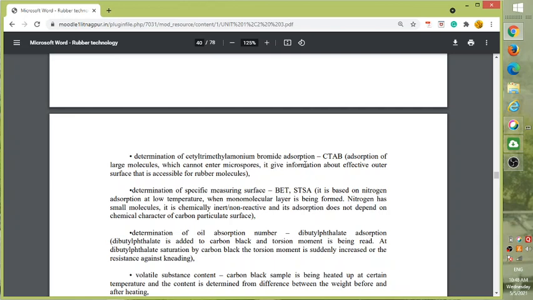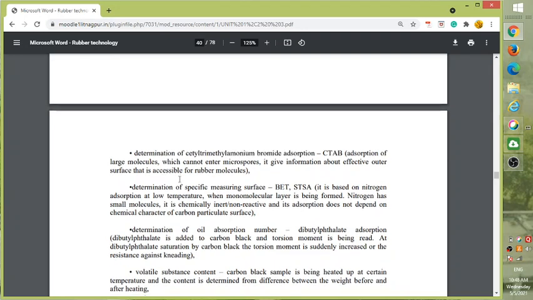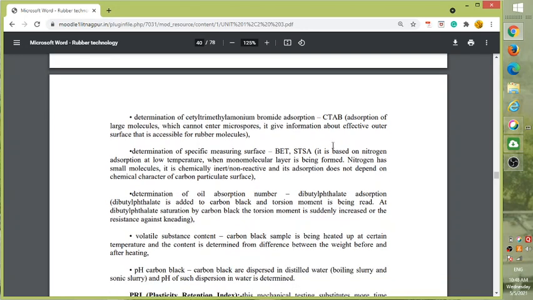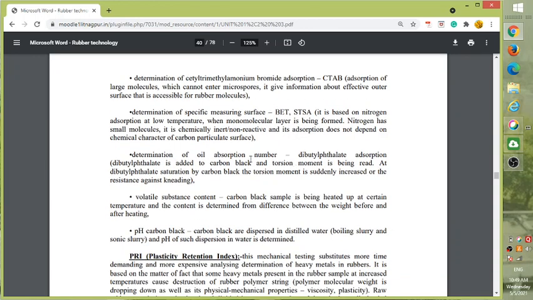It gives information about effective outer surface that is accessible for rubber molecules. It is based on nitrogen absorption at low temperature when a monomolecular layer is being formed. Nitrogen has small molecules, it is chemically inert, and its absorption does not depend on the chemical character of the carbon particle surface. Now, dibutyl phthalate is added to carbon black and torsion moment is being read. At dibutyl phthalate saturation by carbon black, the torsion moment suddenly increases, indicating resistance against shearing.